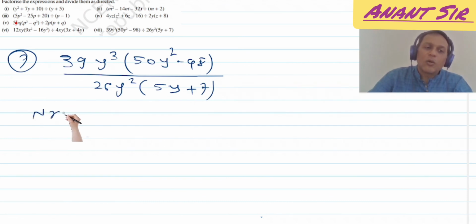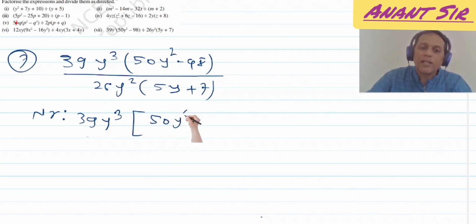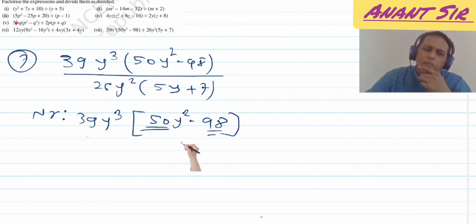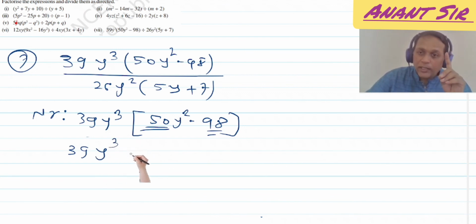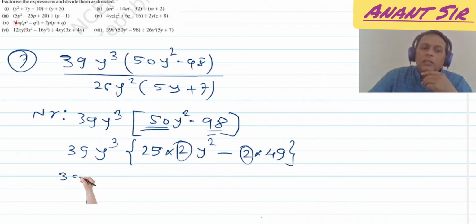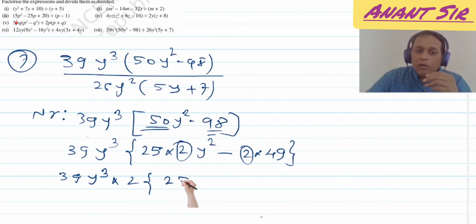Okay, so again in the numerator we can use the formula. See, 50y square minus 98. But we will see 50 is not a square, 98 is also not a square. So then how to solve this? We have solved this type of question in the exercise. If I write this as 25 times 2 with y square as it is, and 98 is 2 into 49, and if I take 2 common, then what will be inside the bracket? It's 39y cube outside already. It will be 25y square minus 49.